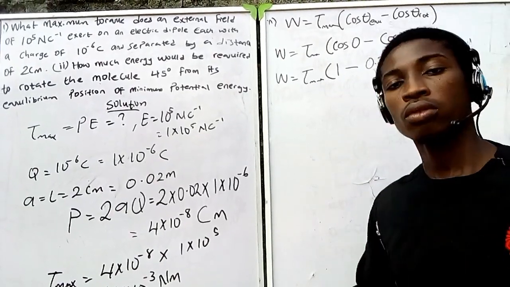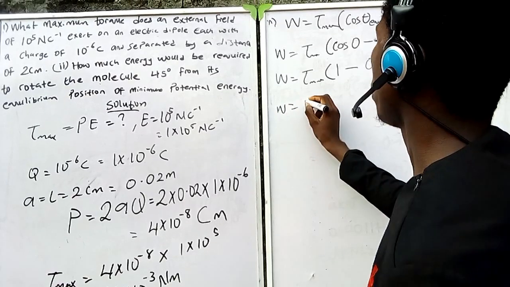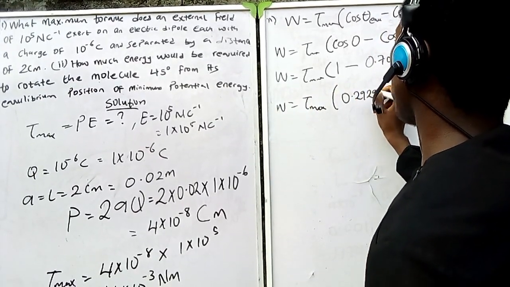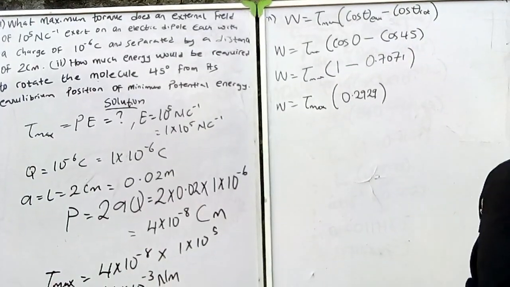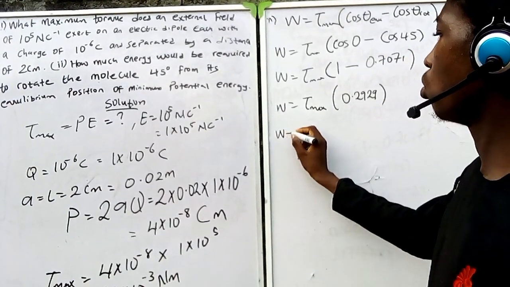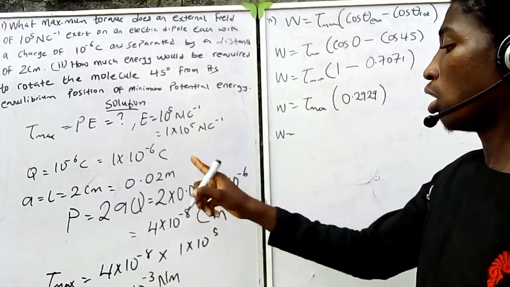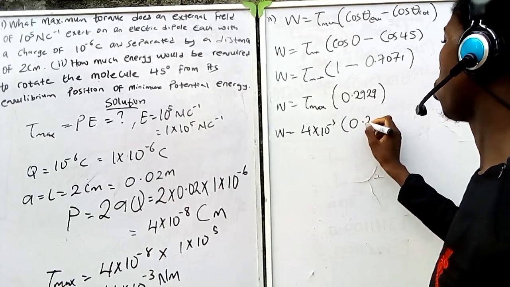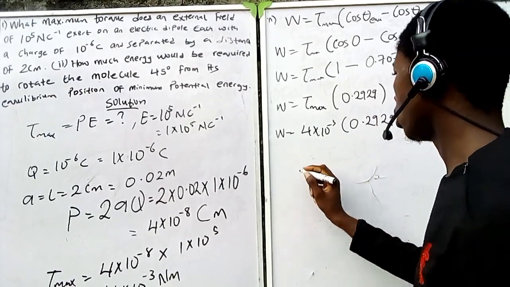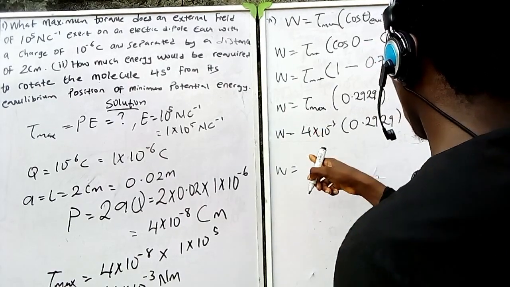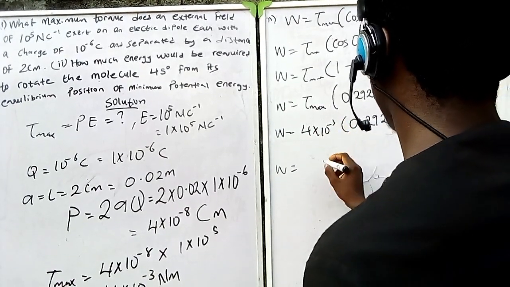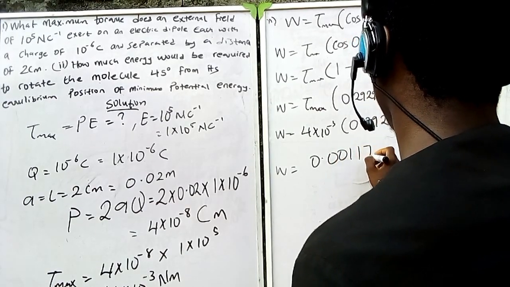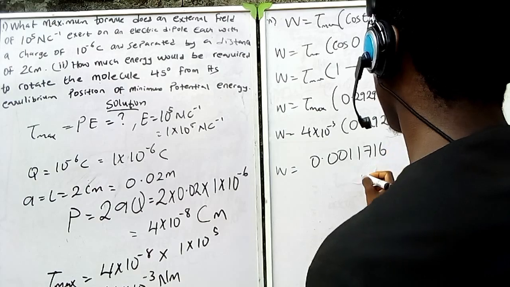0.7071. Am I right? Now if you do that, you have maximum torque multiplied by 0.2929. Am I right? Yes, I am correct. Okay, that is the work done. Because what is our maximum torque? 4 times 10 to the power of negative 3 multiplied by 0.2929. And if you press that in your calculator, you should have 0.0011716, if I'm not mistaken, joules.